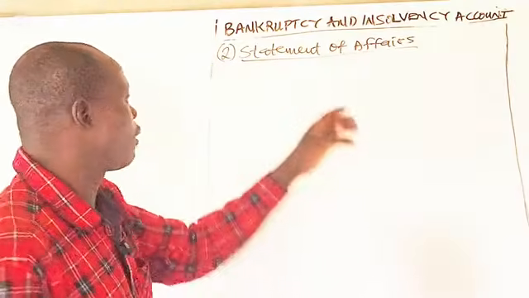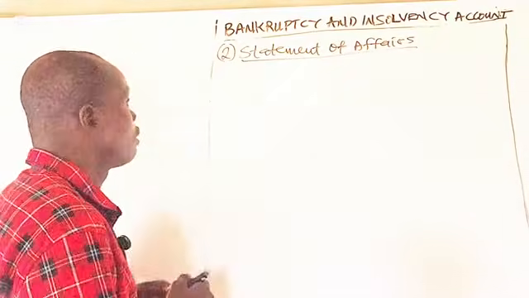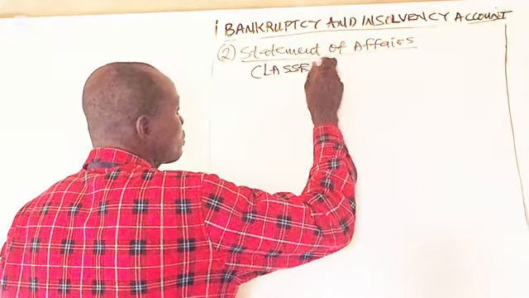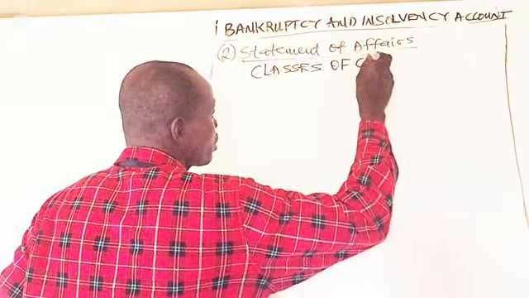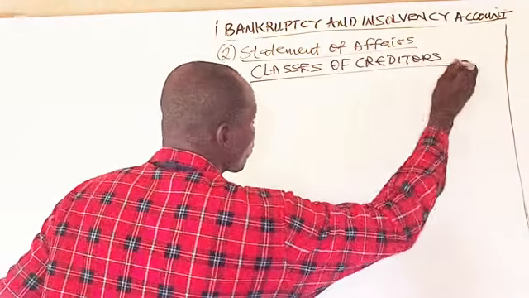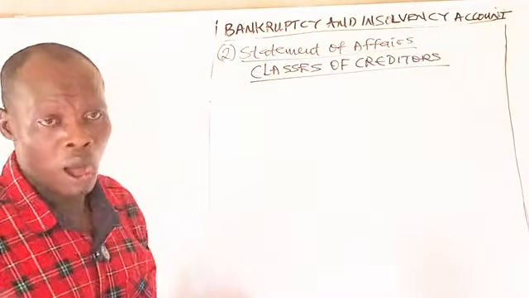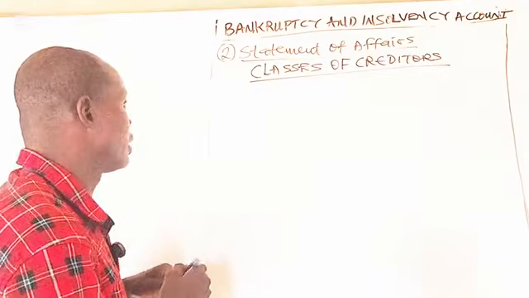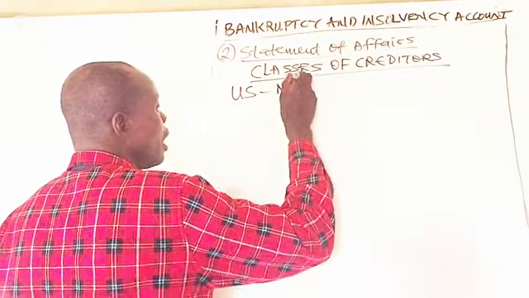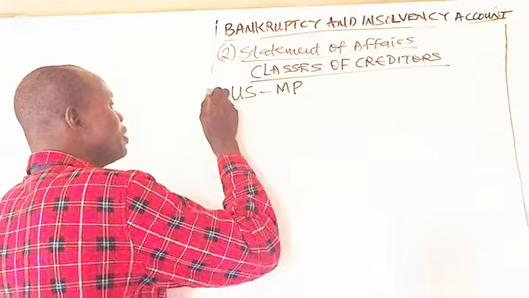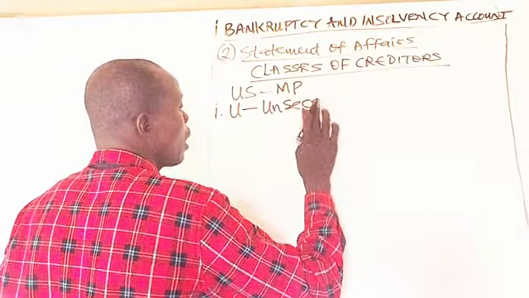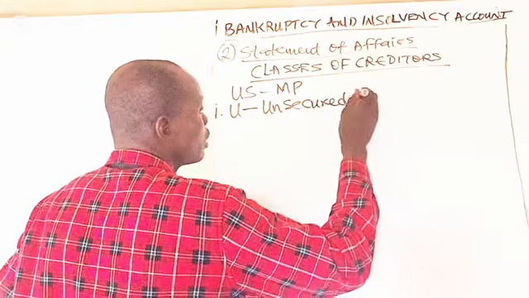For the purpose of the statement of affairs, we are going to look at the classes of creditors. I will use this mnemonic based on the order of arrangement in the statement of affairs, USMP. The first letter U stands for unsecured creditors.